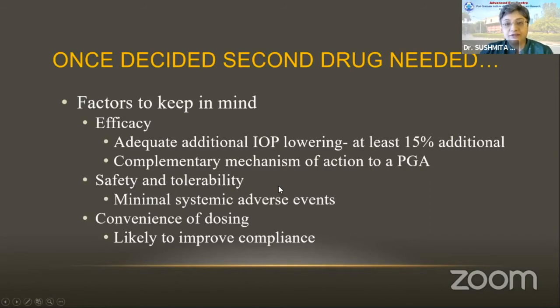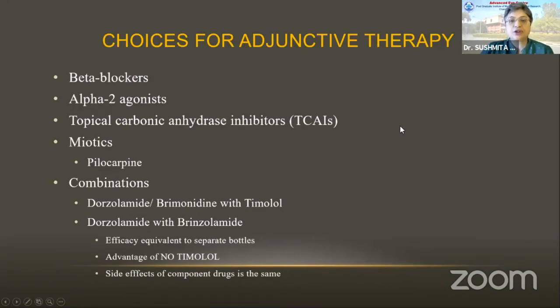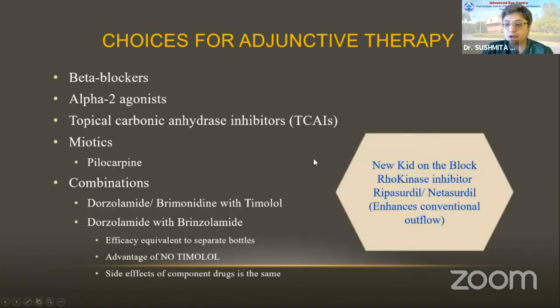You need to look at safety and tolerability with minimal systemic adverse effects and the convenience of dosing as well. So the choices we have are beta blockers, alpha-2 agonists, topical CAIs, miotics, and combinations. Most combinations are with timolol, whether it's dorzolamide or brinzolamide, and the efficacy is equivalent to separate bottles. But there is also a dorzolamide with brinzolamide combination, the advantage being no timolol, which may suit some patients, like those with normal tension glaucoma.